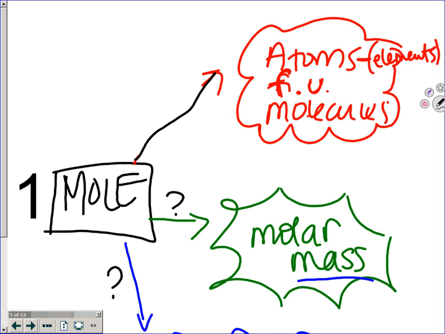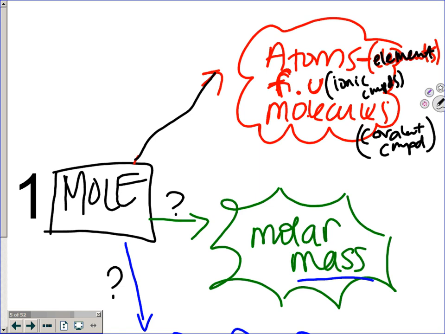Ionic compounds, very good. So this is for ionic compounds. And molecule is a specific term for what? Covalent compounds. Who's answering me there? Thank you. So this is element. Whenever we start to use the particle terminology, we just want to make sure we're using the right term, because it does mean something different.